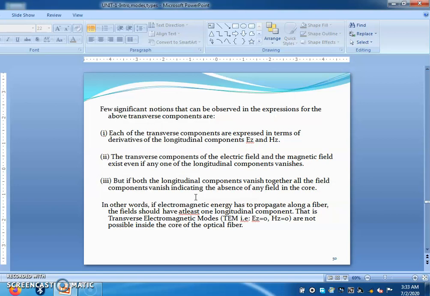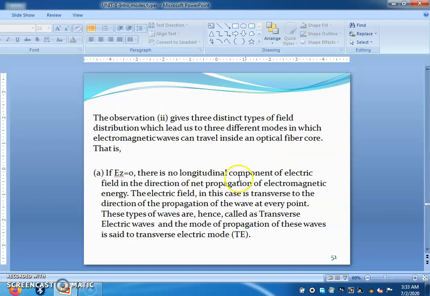So, in other words, if electromagnetic energy has to propagate along the fiber, we should have at least one longitudinal component. That is, transverse electromagnetic waves are not possible inside the core of the fiber, since the condition for a transverse electromagnetic wave is Ez and Hz equal to 0. But as per our significant notions, we have found that any one of the components can be equal to 0. So we will be getting three different modes.